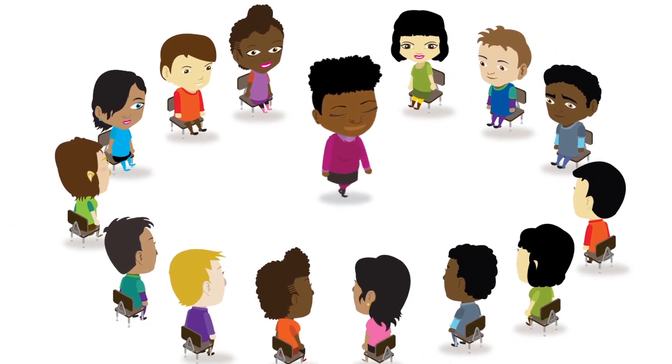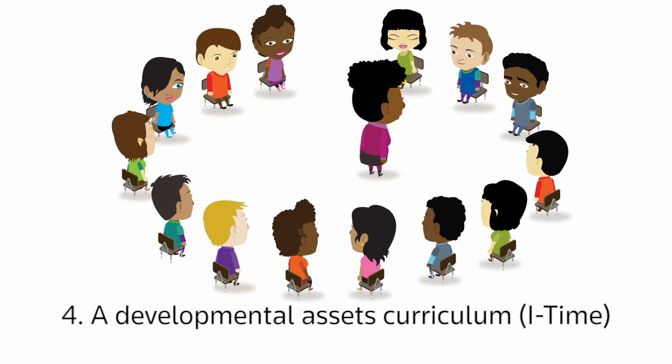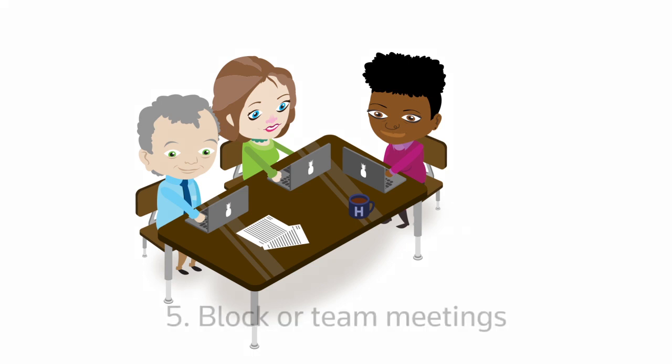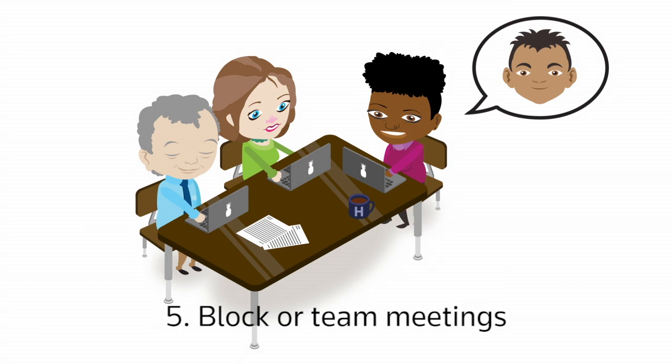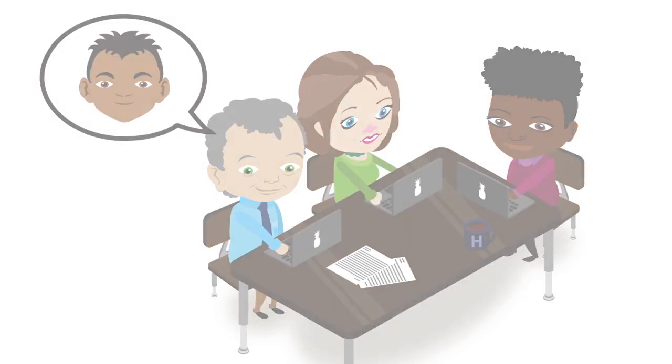Every week, core academic teachers meet with students for I-time, a curriculum that helps students develop social and emotional skills they can use in school and beyond. Block or team teachers meet regularly as a team to discuss the progress of students they have in common. These teacher block meetings use collaborative problem solving to develop interventions to help students increase academic success.